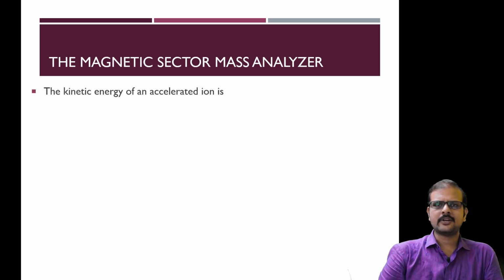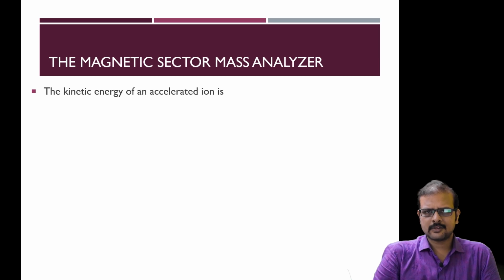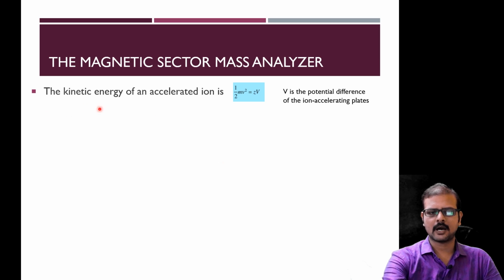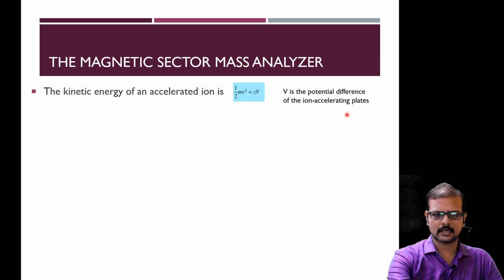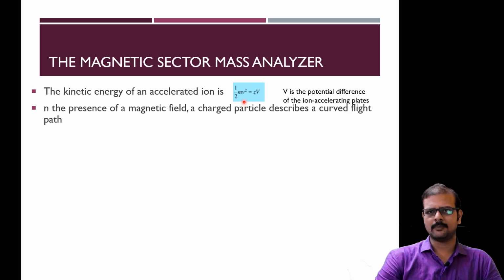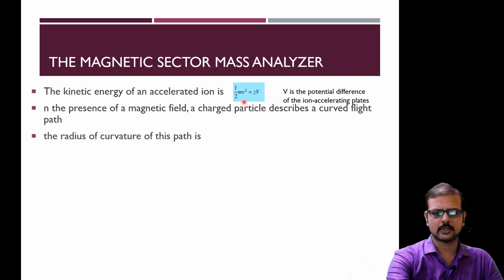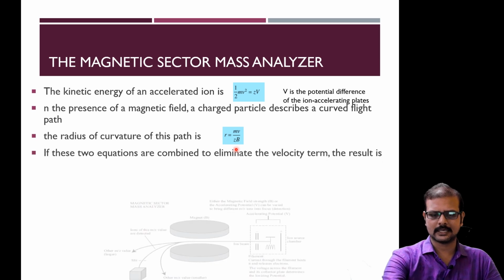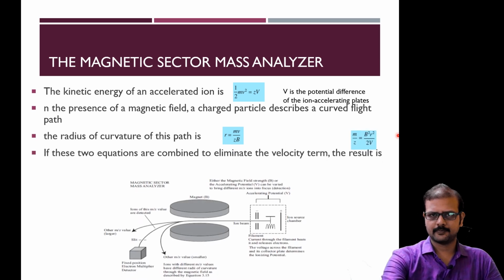An accelerated molecular ion has some kinetic energy, denoted by half mv square, where V is the potential difference between the acceleration plates. These energized particles will be deflected, or will have a curved path, in the magnetic sector. The curved path radius is denoted by R is equal to mv by zB, where B is the magnetic field. By these two equations we can get the m by z value.